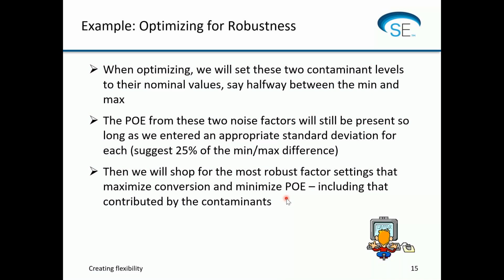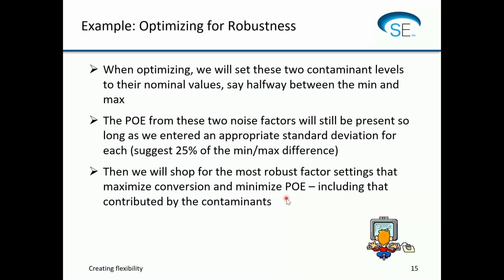Well, that's like plus or minus two standard deviations. So I'm going to use that as a rule of thumb to say, well, if it's going to go from 0 to 500, that's the 95% confidence range. I'll divide that by 4. So I'll say my standard deviation is going to be about 125. Okay. So 25% of the min-max difference is a suitable estimate in most cases for what the standard deviation would be.